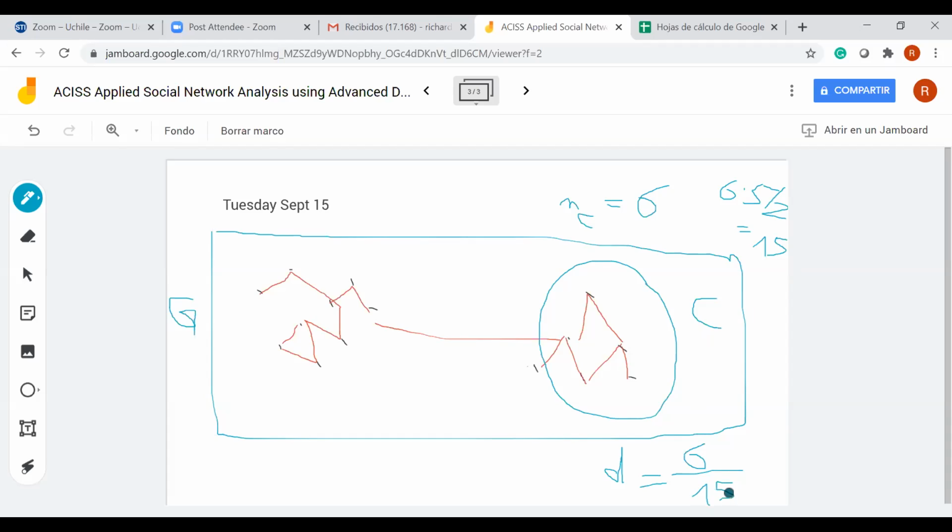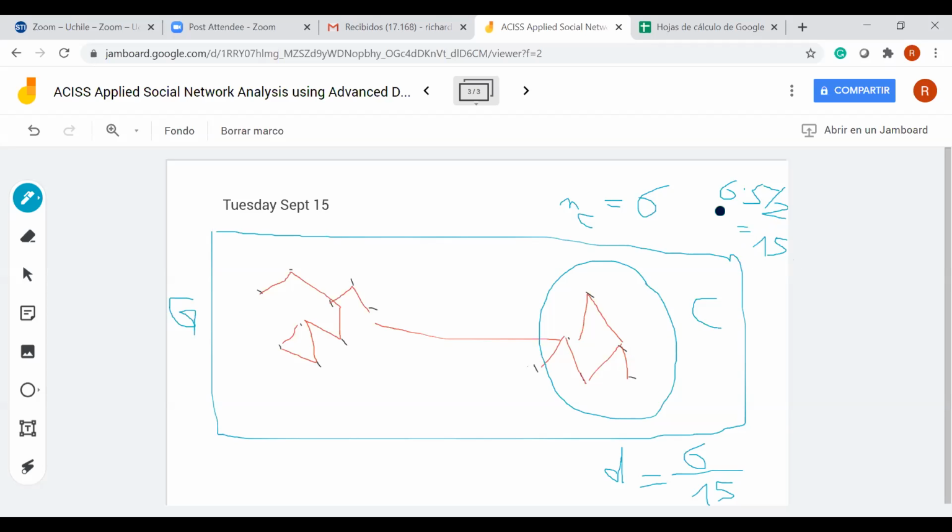But how can we interpret this number 15? That's the number of possible links that could exist in this community. If each node were connected to each other node, then we would have 15 links. We don't have, for example, this connection, and we don't have this other connection. So we don't have all connections within this community. If we had all links, then there would be 15.